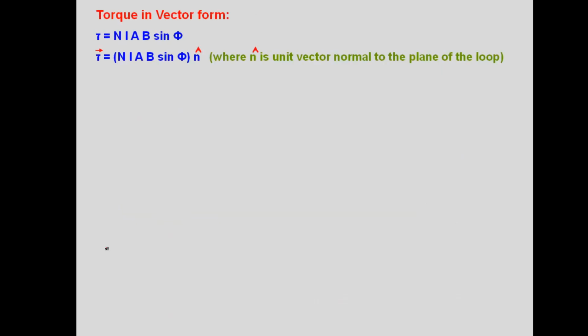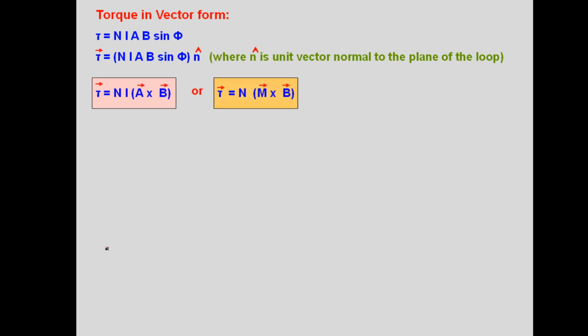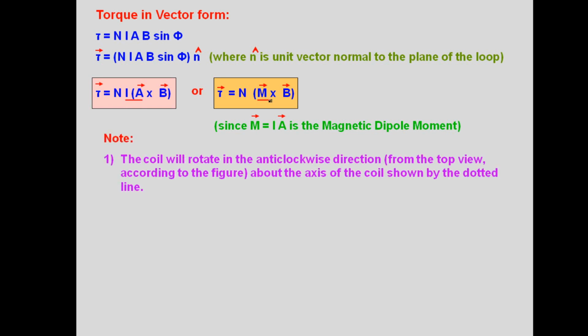torque in vector form, we have already discussed this. Tau is BINA sin phi. N cap will be the unit vector normal to the plane of the coil, and in this way, for vectors A and B, AB sin phi will be A vector cross B vector. Combining the expression of I and A, we have this concept that current into area is called magnetic dipole moment. So M is IA, the magnetic dipole moment. So we can write it in this way also.